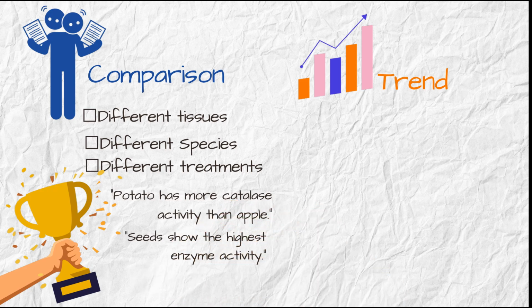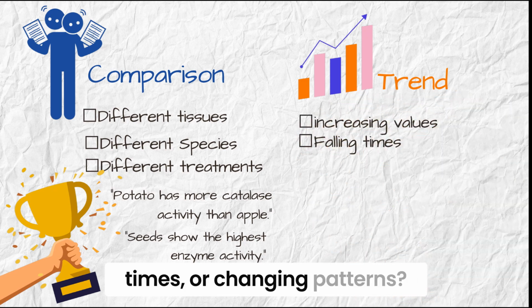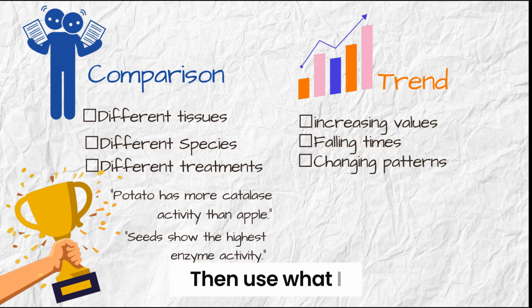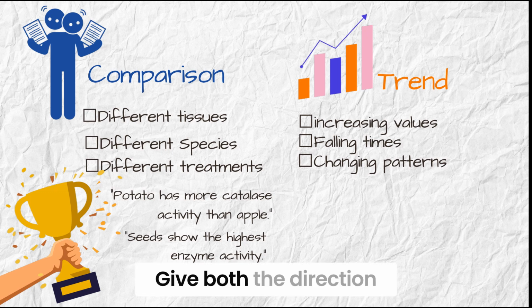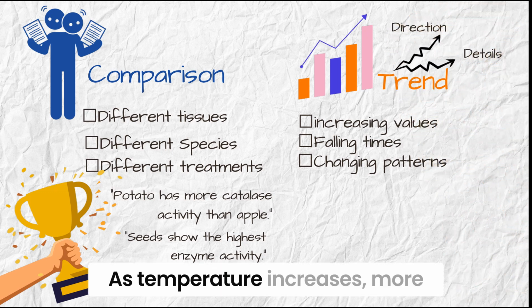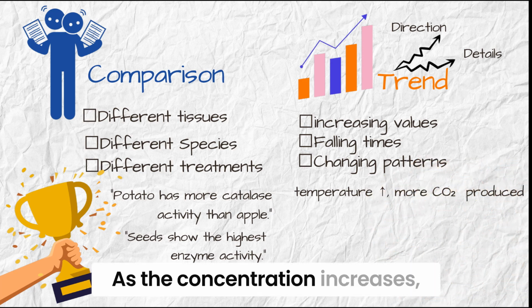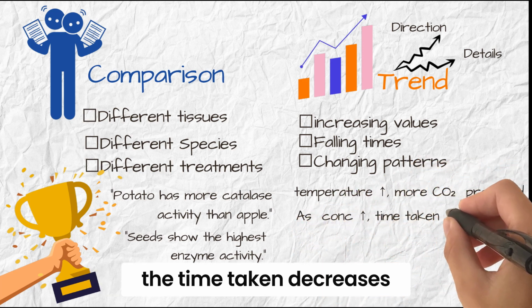Now, what if your data shows a trend, like increasing values, falling times, or changing patterns? Then use what I call writing the trend. Give both the direction and the detail. Examples: as temperature increases, more CO2 is produced. As the concentration increases, the time taken decreases.